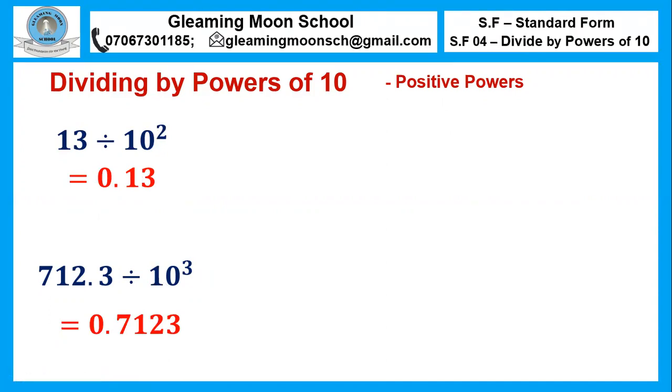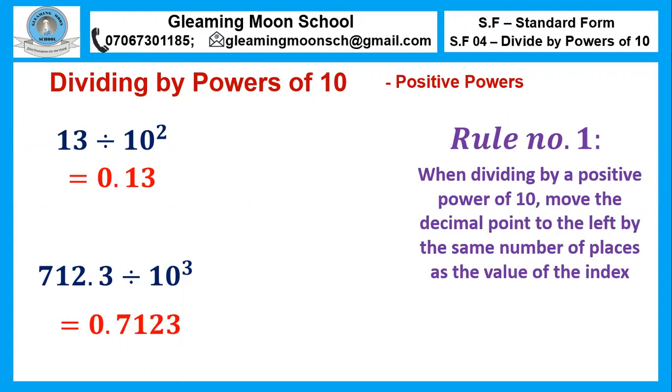That's right. And that leads us to rule number 1. And rule number 1 says that when you're dividing by a positive power of 10, you move the decimal point to the left by the same number of places as the value of the index. And remember, you can always add zeros as placeholders. Now, this rule makes it a whole lot quicker for us to solve these problems.